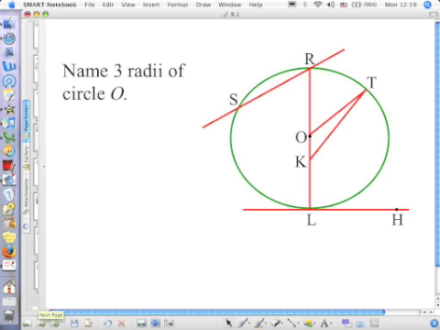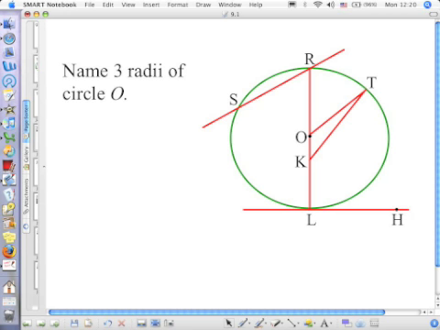Okay, in this picture, this is actually from the classroom exercises in your book. You have circle O, which means O is the center. And you have these various points on the circle. Name 3 radii of circle O. Raise your hand. Don't just blurt it out. Meredith, what's one? OT. But we would want to say segment OT.